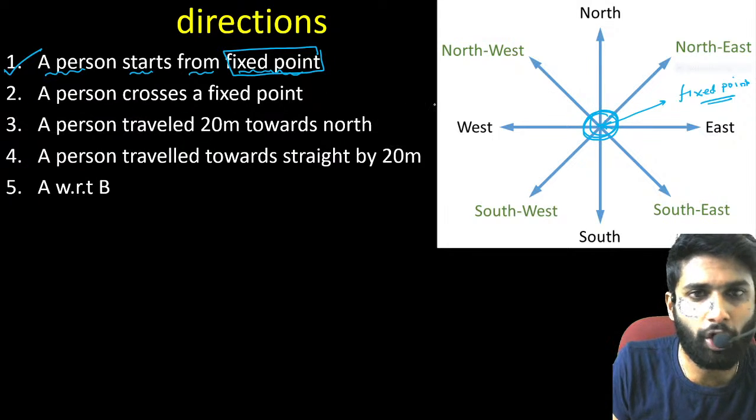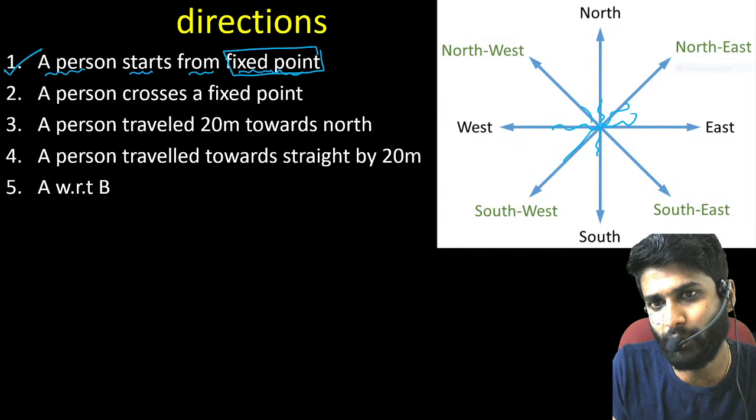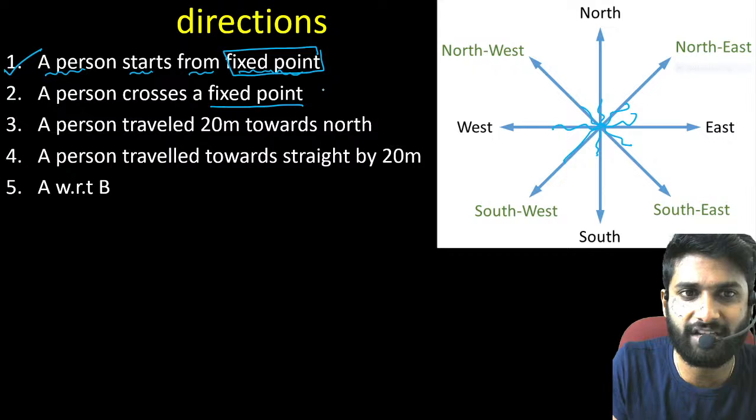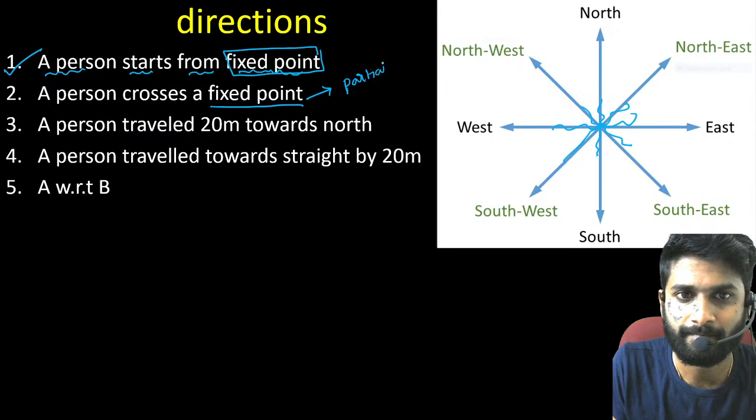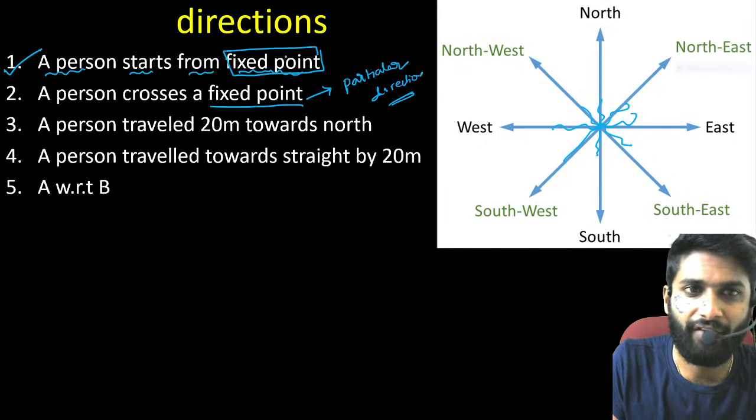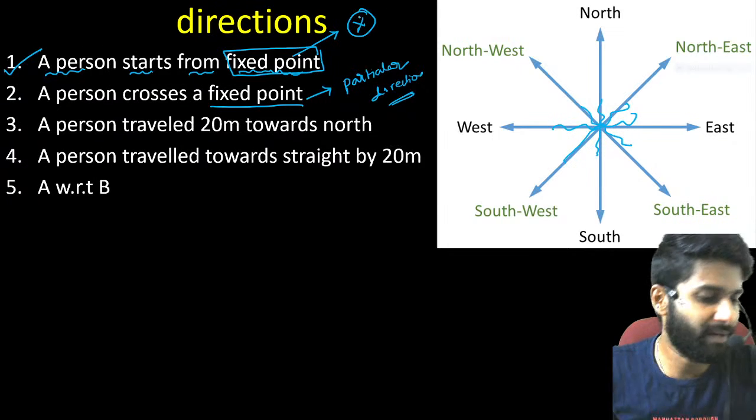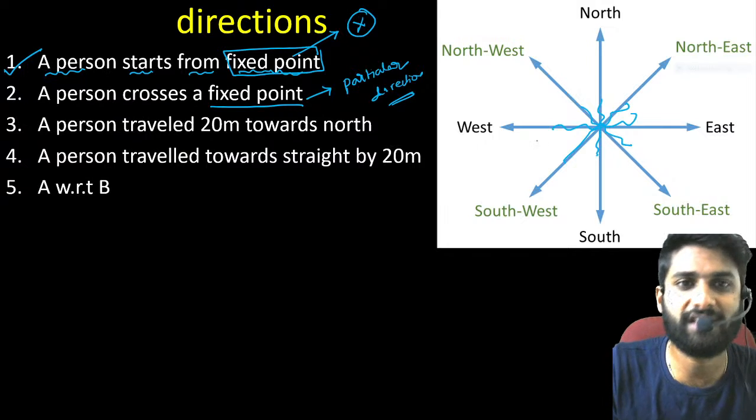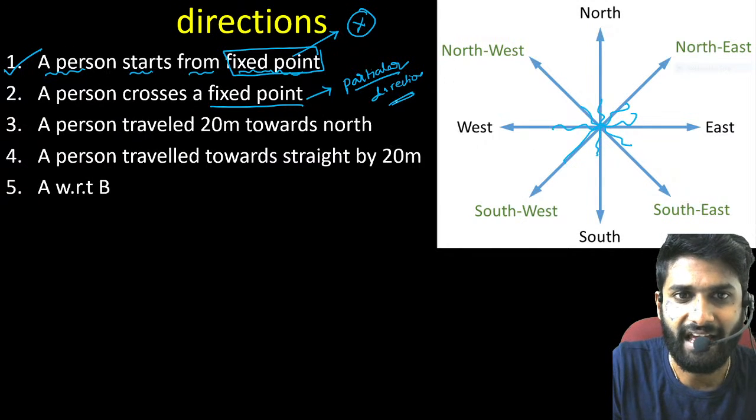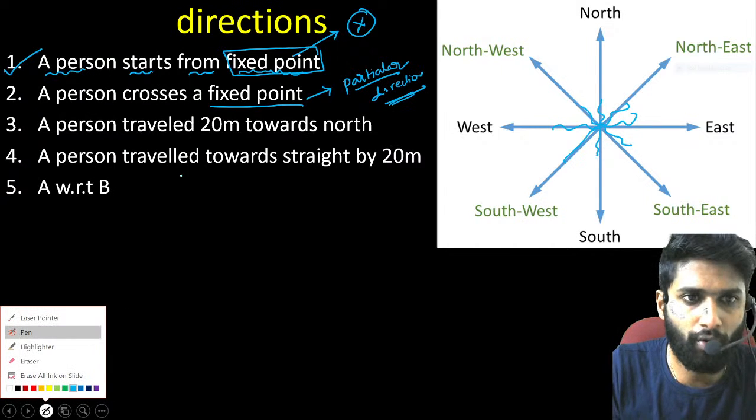Now, a person crosses the fixed point. What is the meaning of crosses the fixed point? He crosses this particular point. If he crosses any fixed point, definitely he started at a particular direction. See, guys, for a person who starts from the fixed point, we cannot define any particular direction. If a person crosses the fixed point, it definitely indicates a particular direction. Those are the two important reference points. Now move on to the next one.